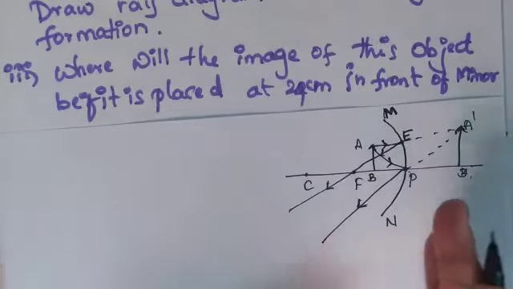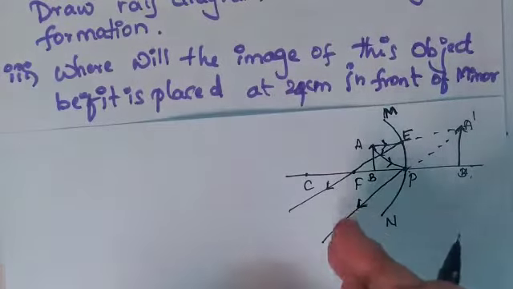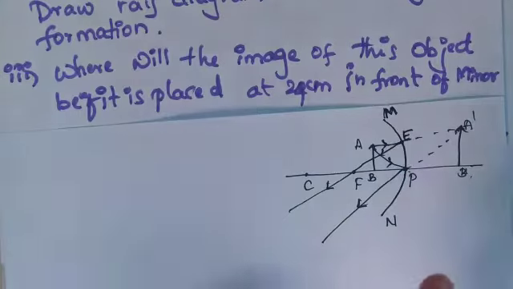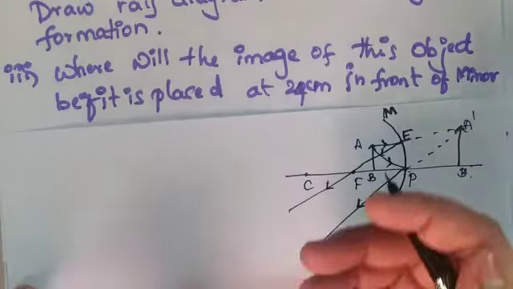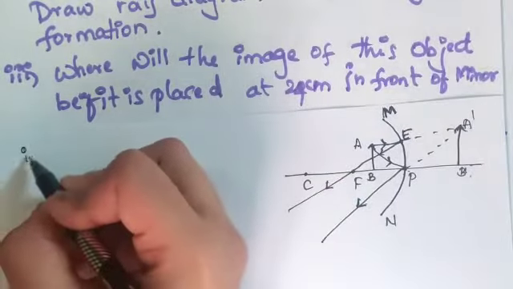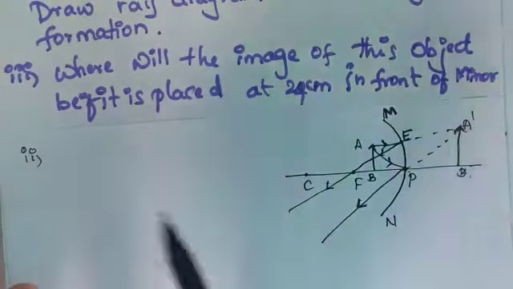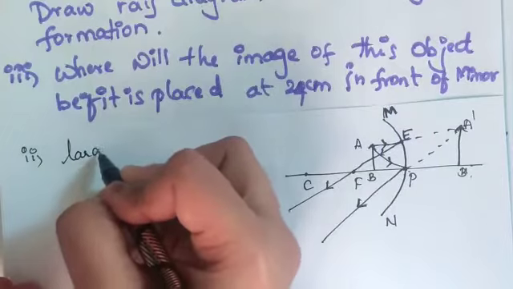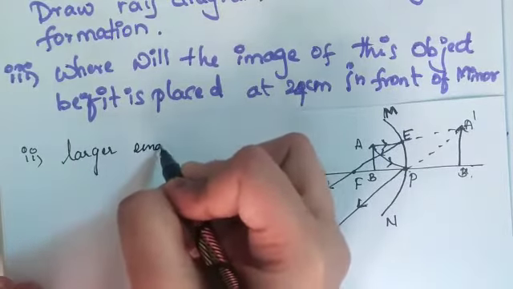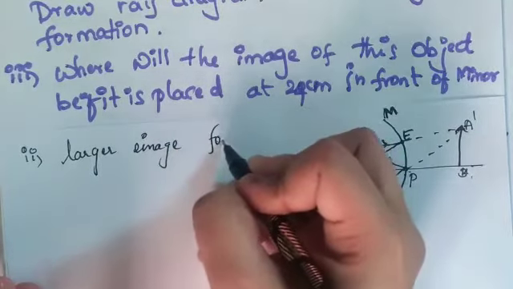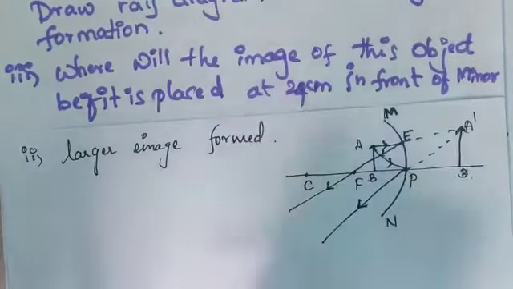All these things should be perfect if you want to get the full marks in drawing the ray diagram to show the image formation. So this is about the second question, which is with the ray diagram. I have said larger image formed. Okay. So now let us go with the third question.